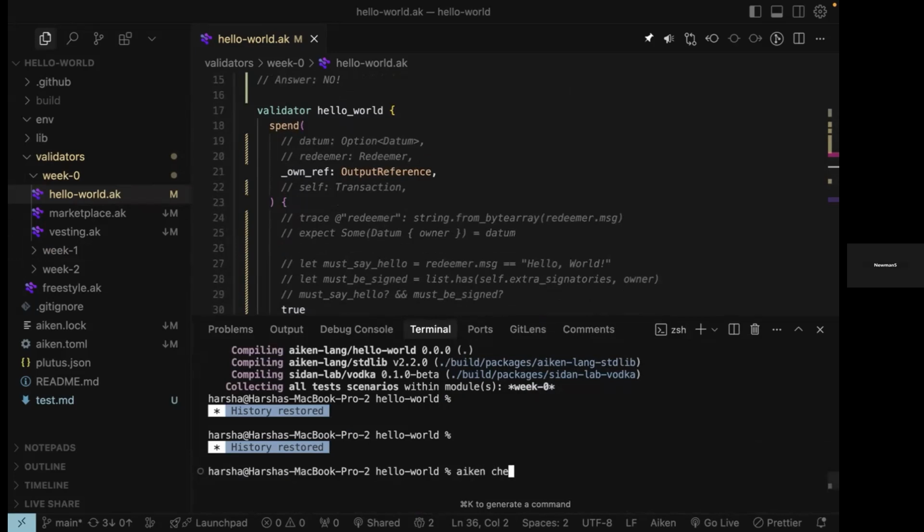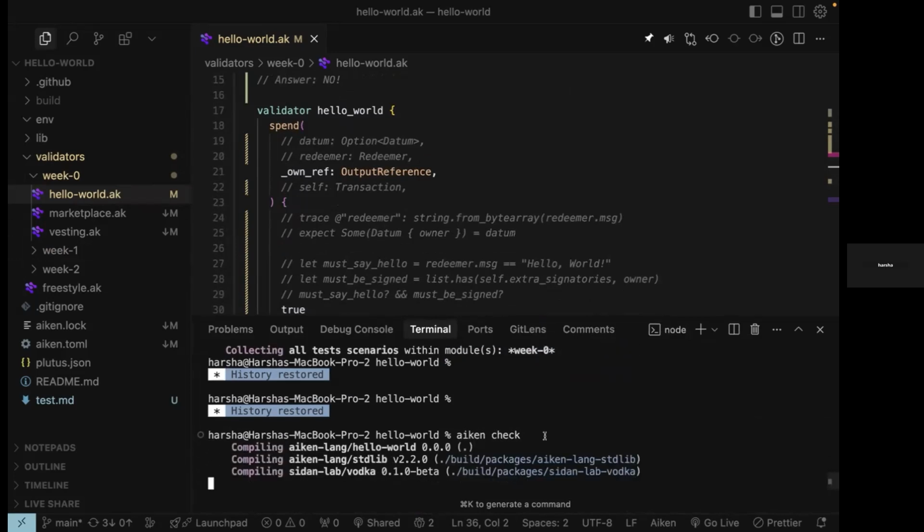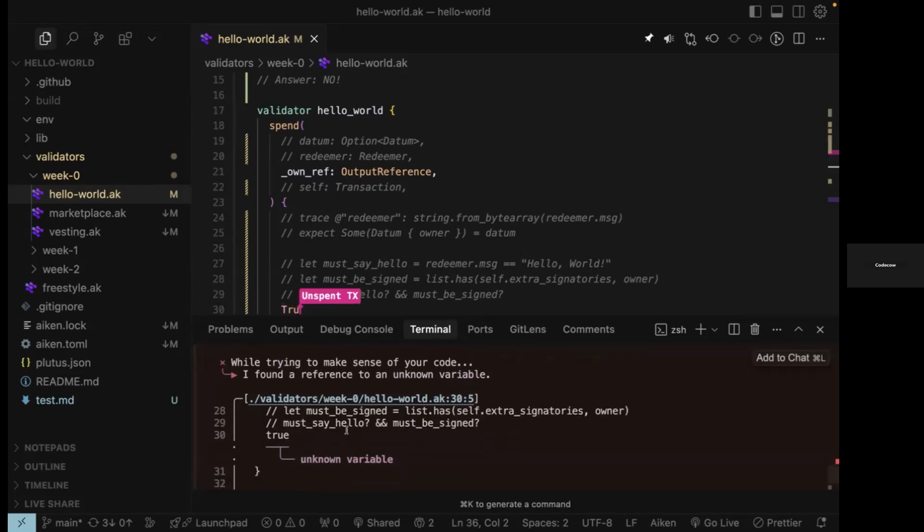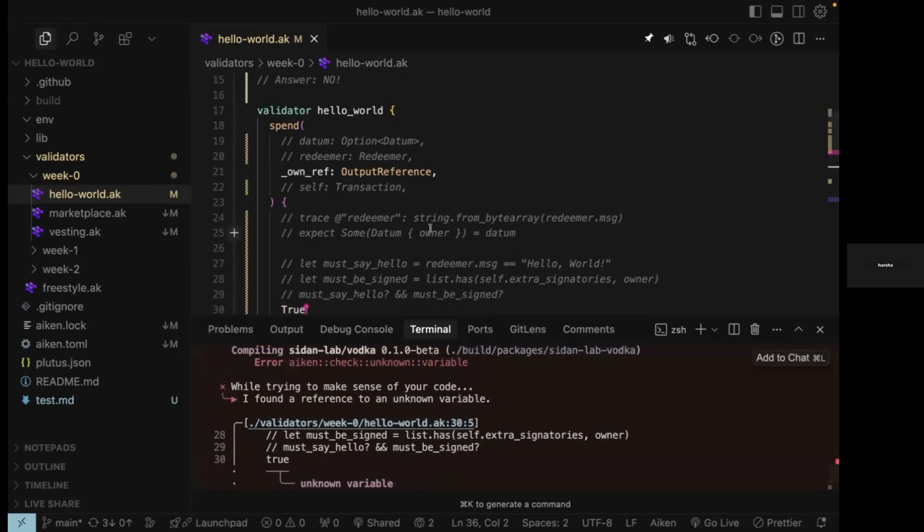Check. One error. Valid hello world. Oh, is it not? Is it unknown? The variable is true. Wait a minute. Is it capital True? It is our thing.